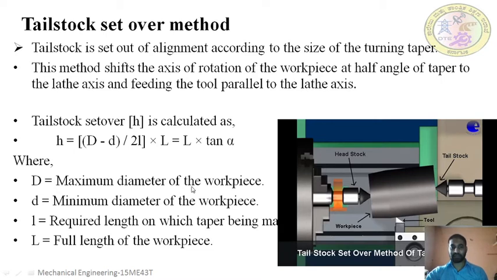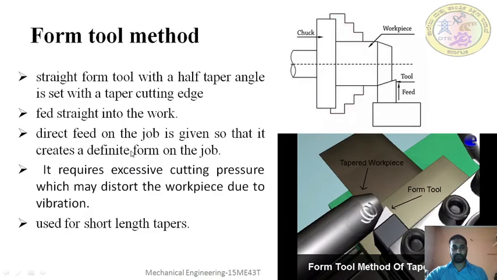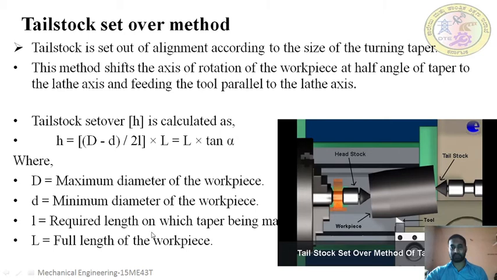After the taper turning is achieved, the minimum taper diameter is required. That will be a smaller, minimum diameter of the workpiece. As you know, taper turning has two diameters. This is the maximum diameter of the workpiece, and this is the minimum diameter of the workpiece, D1 and D2, and this is the length of the taper. D is the maximum diameter of the taper. Small d is the minimum diameter of the workpiece. Minimum diameter of the taper divided by 2 into length, where l is the length of the taper required.